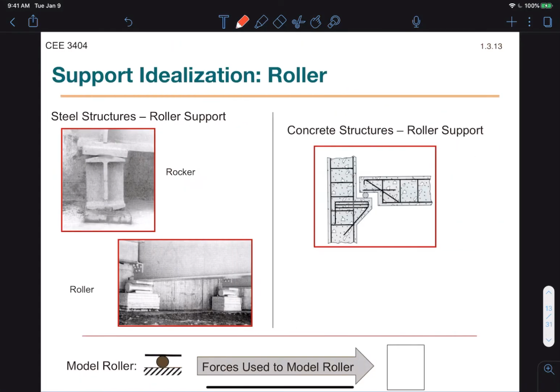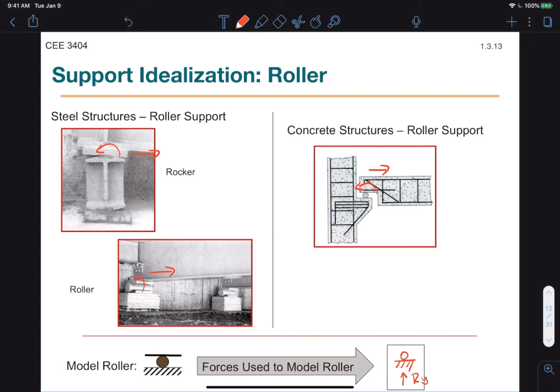The next type of ideal support would be the roller. And in steel structures, the roller can be either a rocking mechanism or a rolling mechanism. Both of these mechanisms provide support only in the vertical direction, but they allow lateral movement and they allow rotation. In concrete structures, you will also see roller types of supports, which allow, again, movement laterally, and they allow rotation of that joint. So in this case, the forces used to model the roller are just vertical forces.